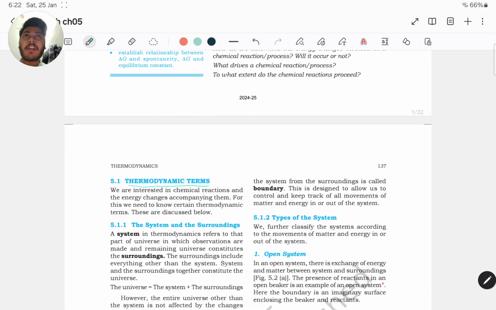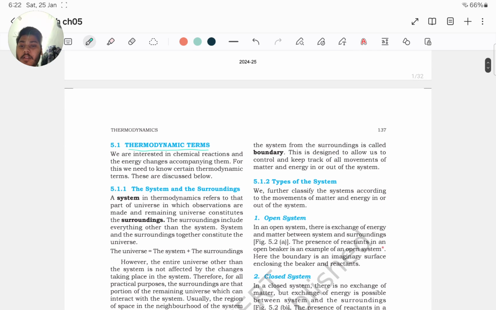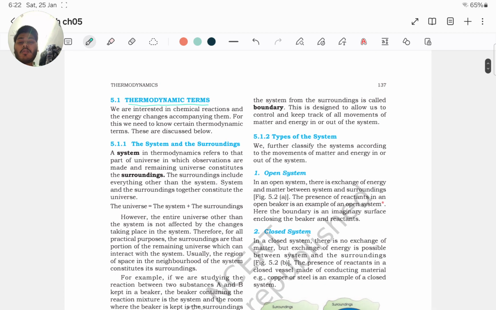What are the terms that we are going to use in our chapter? We are interested in chemical reactions and the energy changes accompanying them. For this we need to know certain thermodynamics terms that we are discussing. Starting from the first term, what is the system, and second, what is the surrounding.